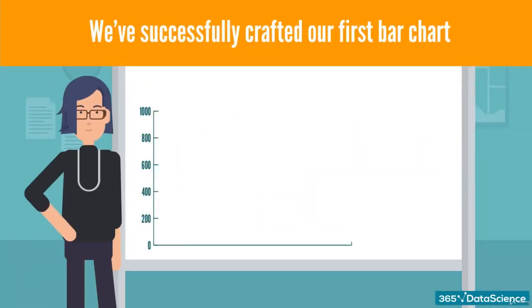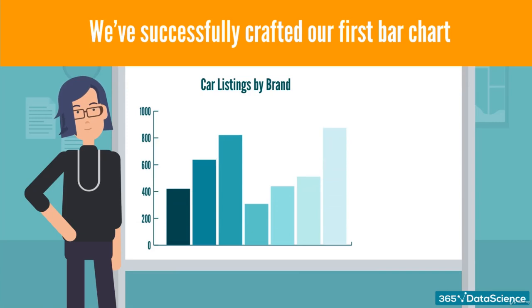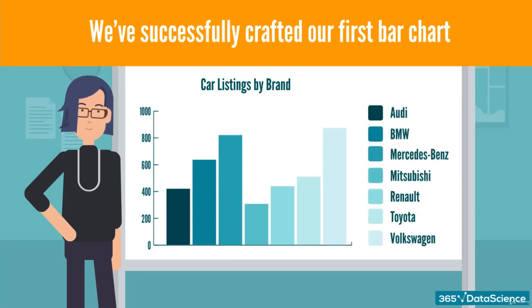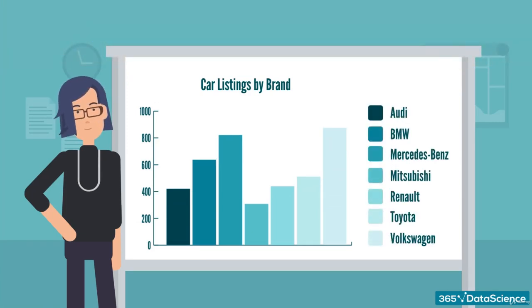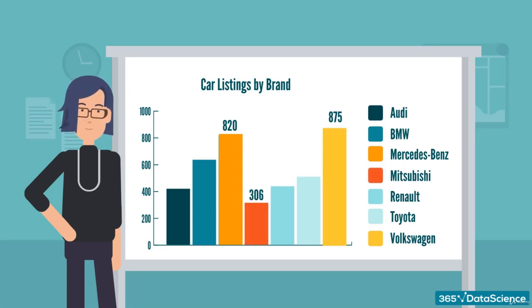We've successfully crafted our first bar chart and are confident it would serve us well during a presentation. After all, we've done all the necessary steps to ensure it is as professional as possible. On top of that, your audience can easily tell the most widespread brand for used cars is Volkswagen. There is a total of 875 units from Volkswagen, followed closely by Mercedes with 820. Mitsubishi was the least popular, with approximately a third of the listings of the frontrunner.